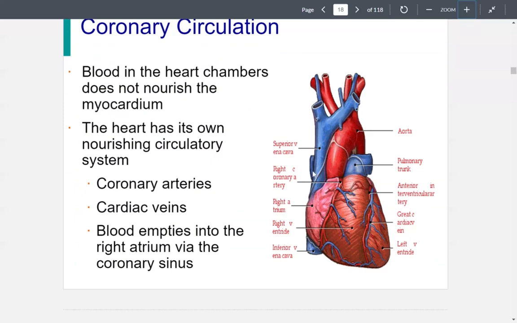As I mentioned, blood in the heart chambers does not nourish the myocardium, so it does have its own circulatory system.